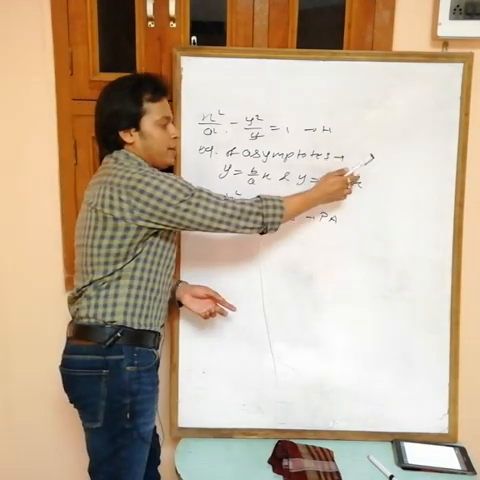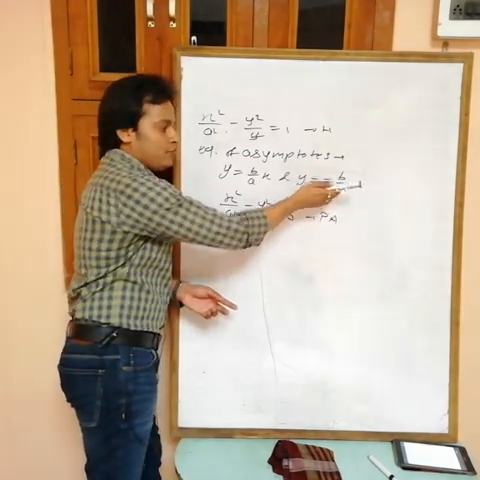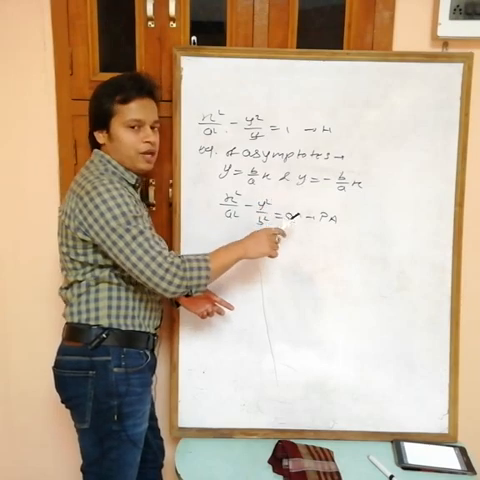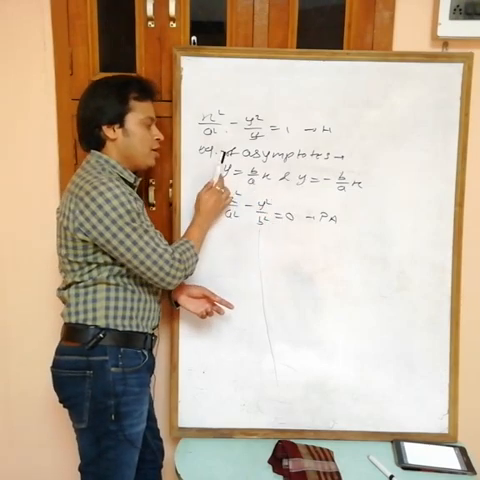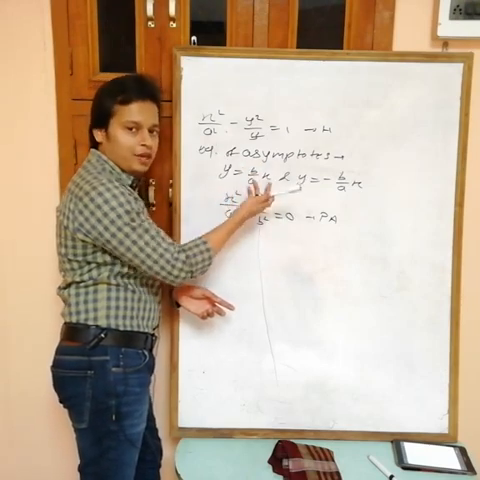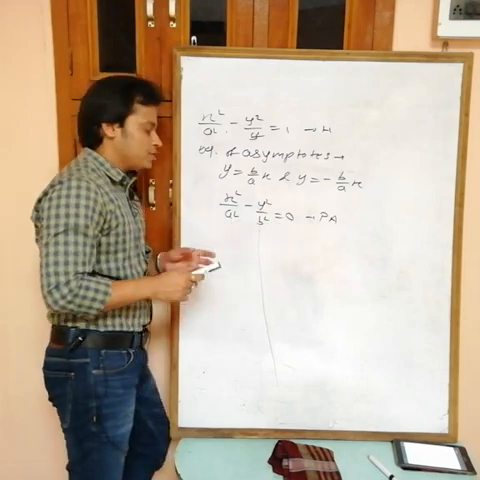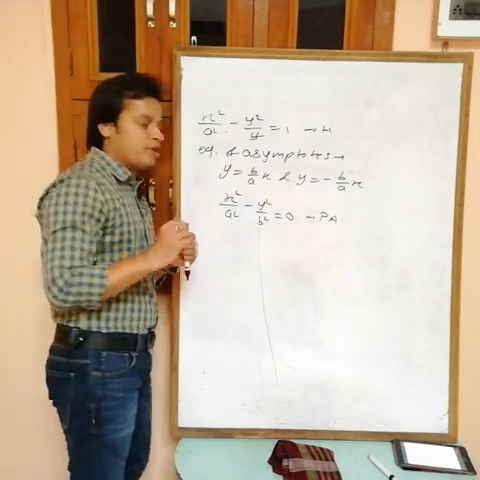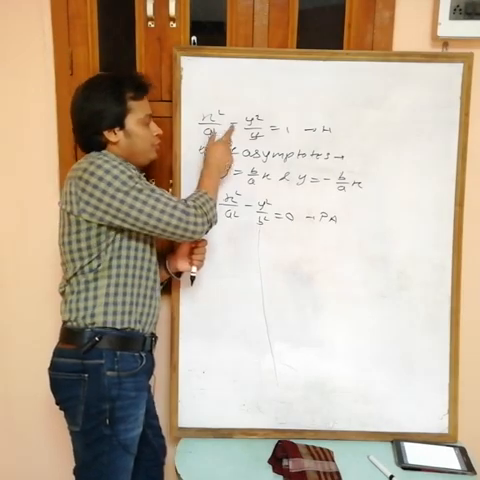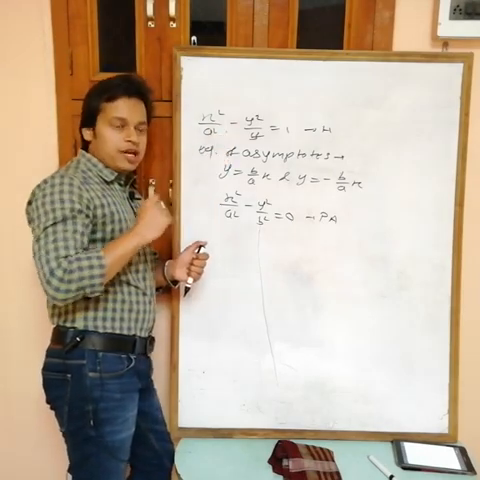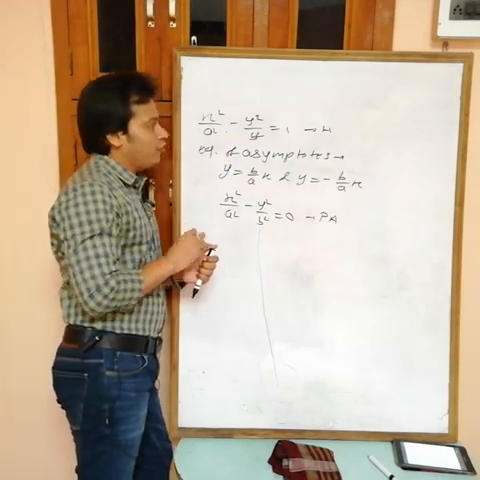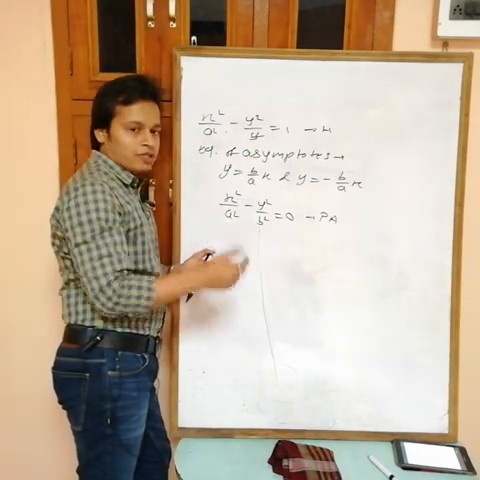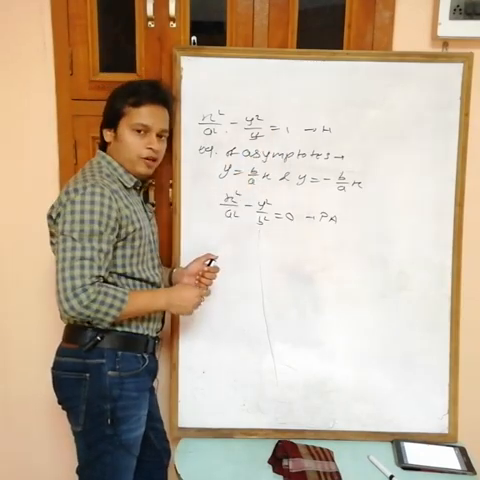Just simply, x by a and y by b, both on one side: x by a plus y by b equals to 0, x by a minus y by b equals to 0. If you multiply, then you will get x square by a square minus y square by b square equals to 0. So from these two equations I can say that there is only a difference in the constant term in the equation of hyperbola and the equation of pair of asymptotes.